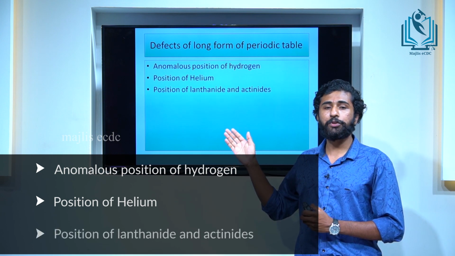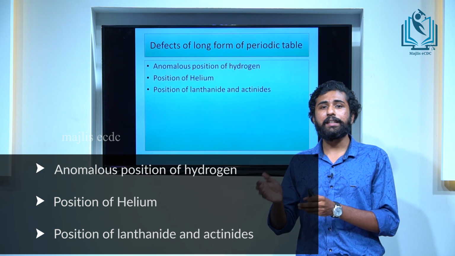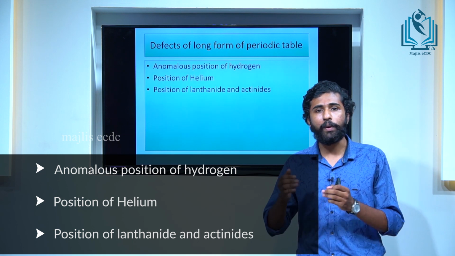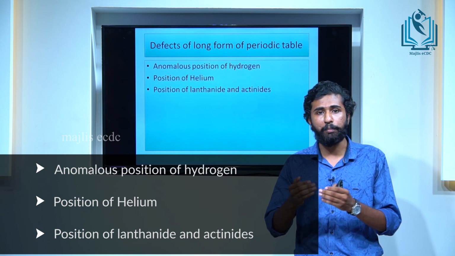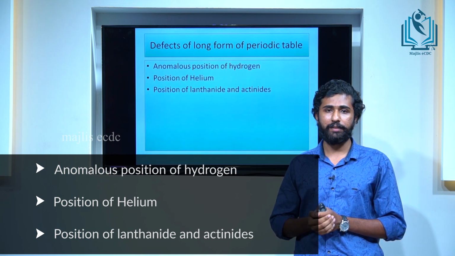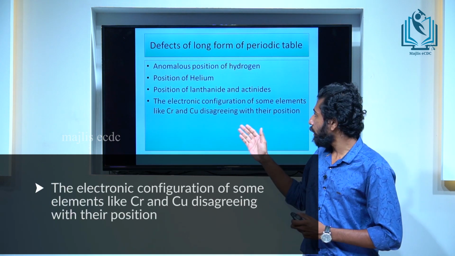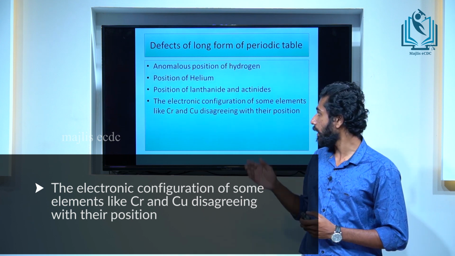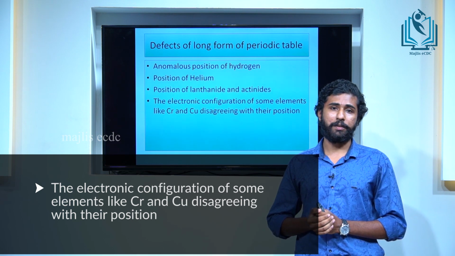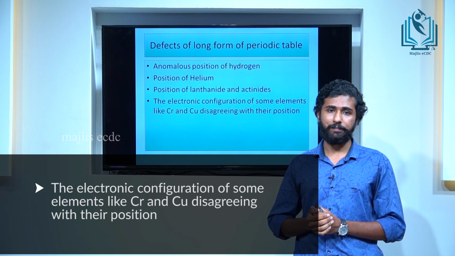The next one is the position of lanthanides and actinides. We have discussed that lanthanides actually belong to period number 6 and actinides belong to period number 7. Even though we have represented the lanthanides and actinides at the bottom of the periodic table, they are not shown within period number 6 and period number 7. So this is the third demerit of the long form of the periodic table. The next one is the electronic configuration of some elements like chromium and copper, which disagree with their position. So these four are the demerits of the long form of the periodic table.